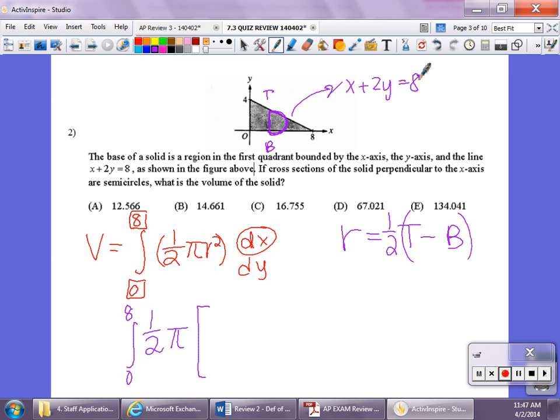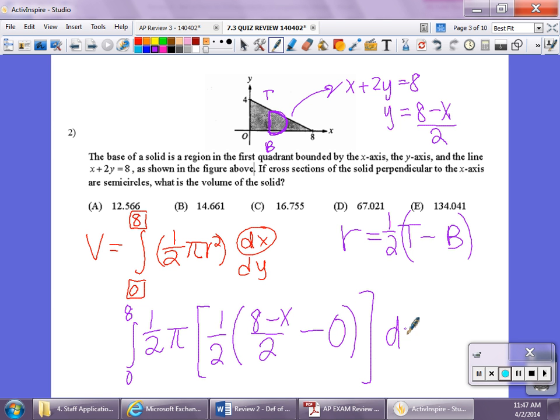This is supposed to be a dx problem. If it's a dx, which one do I solve for, x or y? Y. So I get 8 minus x over 2. So now I just picked up another 2. So 1/2 of top minus bottom, which I don't need, dx. I don't need the minus 0, but there's everything.